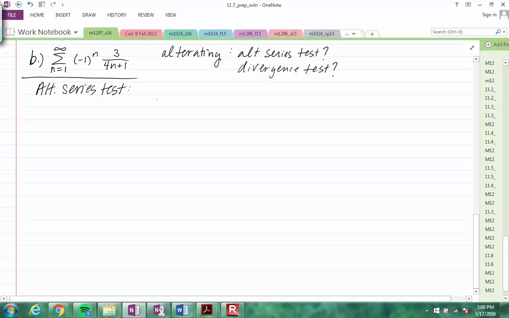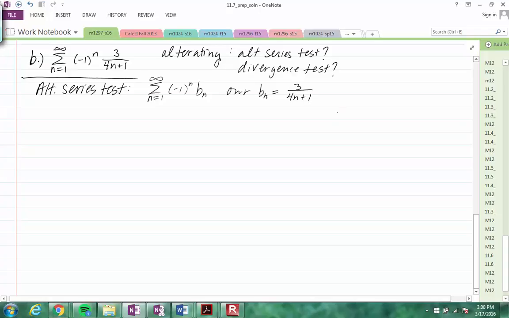So I'm spending some time deliberating on what to do here. Make sure you don't get too bogged down in the beginning. If it's an alternating series, why don't you try the alternating series test unless it's obviously divergent or something. So the alternating series test has our infinite series broken down into the alternating part times this b sub n thing. And so our b sub n is 3 over 4n plus 1.